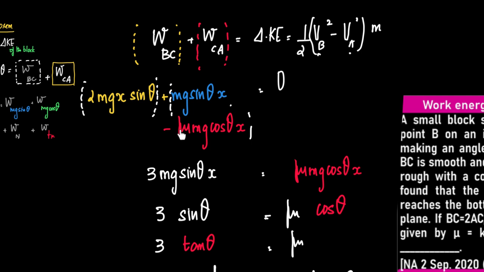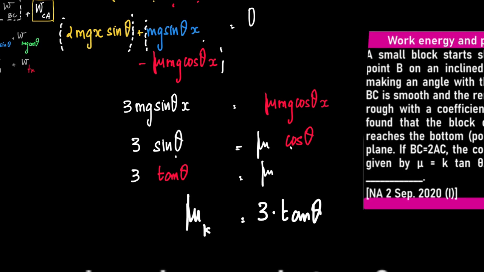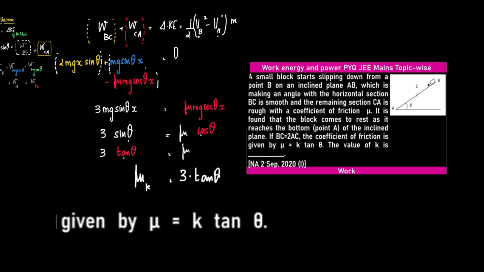Then mu mg cos theta will be transposed to the RHS, so that it's mu mg cos theta into x. Now mg by mg is 1, x by x is 1. So we have 3 sin theta is equal to mu cos theta, which further gives us sin theta by cos theta is tan theta. So we have 3 tan theta is equal to mu. Therefore, mu k can be written as 3 tan theta. And if you compare this with the given question, what we have is mu is equal to k tan theta.